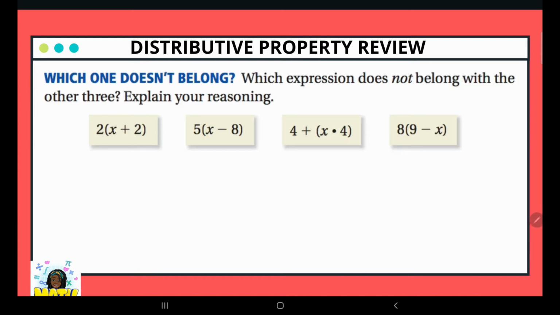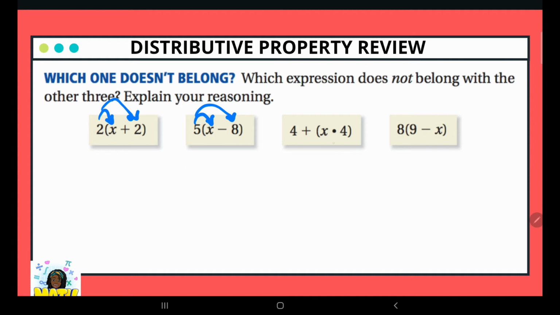Now let's take a look at this example: which one doesn't belong? If we look at the first example, I can see distribution, right? There's a number on the outside. Parentheses denote multiplication, so this is like 2 times x plus 2, and I can distribute my values throughout. The same thing in the second example: it's subtraction on the inside, but I can still multiply that 5 through to the x and the 8.